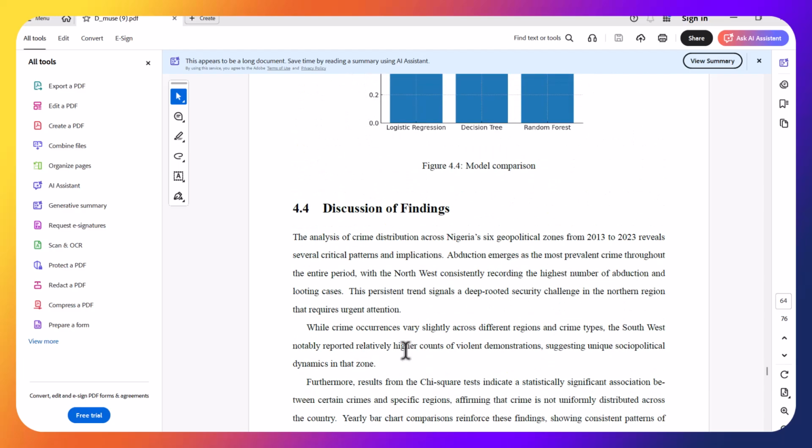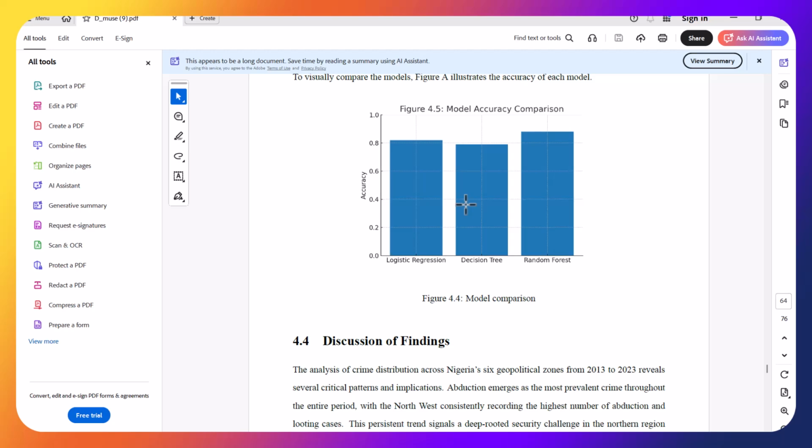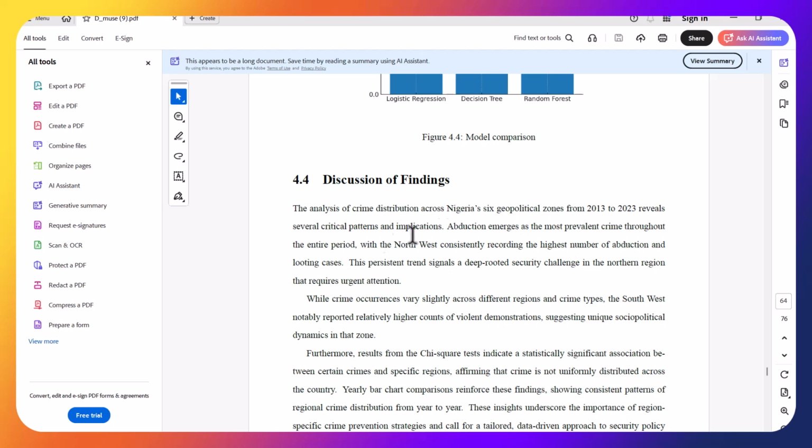Then talking about the discussion of findings. This particular section is basically more of a summary of what you actually got, what you can deduce from our analysis. Then you can see it talked about adoption being the most throughout the entire period. Basically from the cross tabulation from 2013 to 2023, adoption was the most. And I think it's actually better if it was drilled down to the ones with the highest adoption rates. You can see he did it here as well, saying that the Northwest recorded the highest number of adoption. So it's actually better that way.